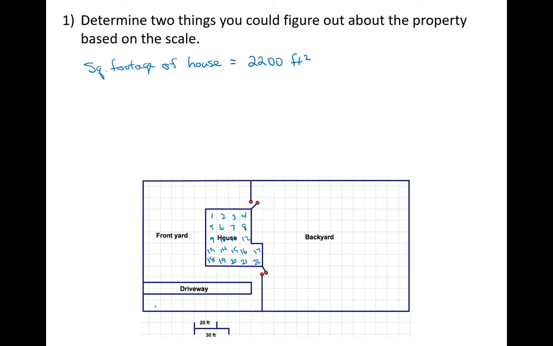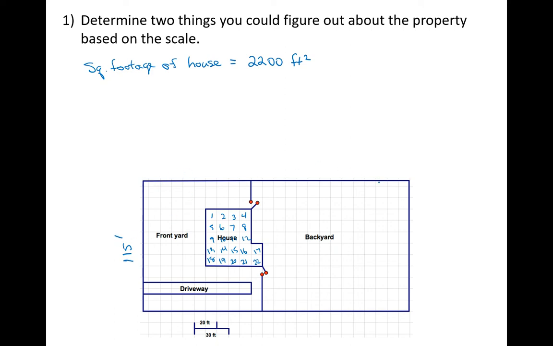We can see that the lot is 1, 2, 3, 4, 5, 6, 7, 8, 9, 10, 11. It looks like about 11 and a half. So 11, each one of these is 10. So that's going to be 10, 20, 30, 40, 50, 60, 70, 80, 90, 100, 110, and maybe another 5 feet. So maybe about 115 feet this way.